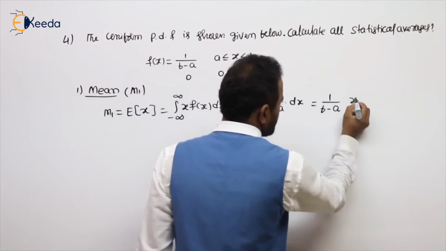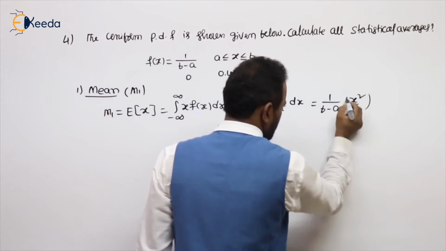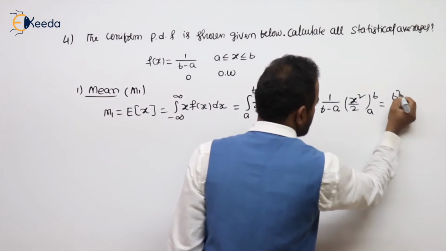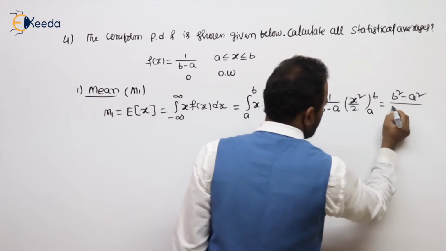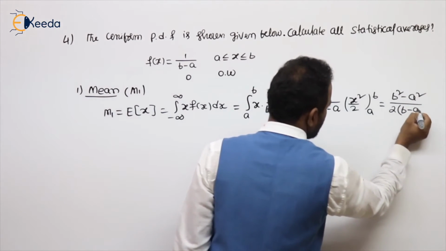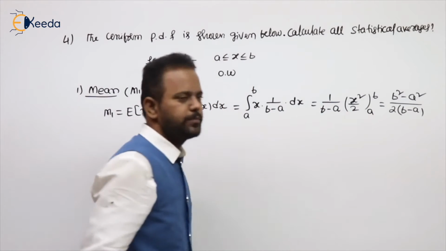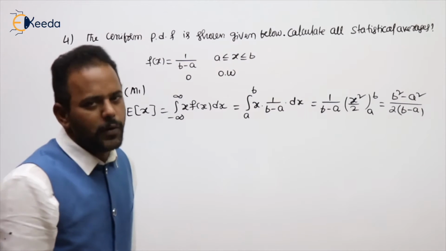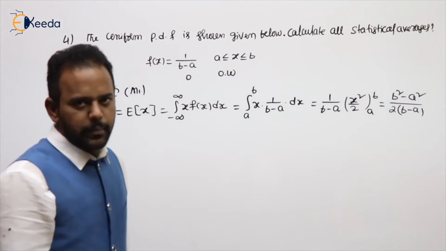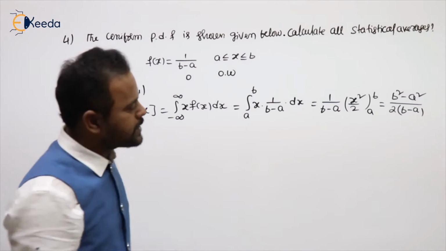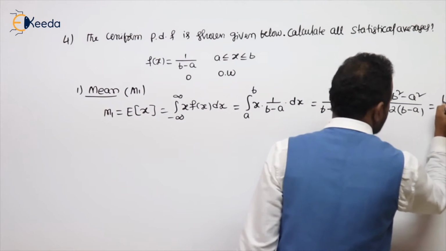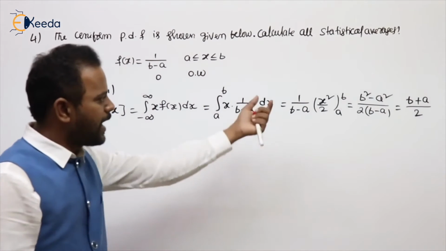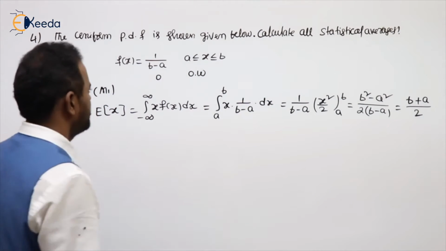Integration of x is x square by 2. Substitute the limits, sir. If you substitute the limits, b square minus a square by 2 into b minus a, because upper limit b, lower limit a. B square minus a square can be written as b minus a into b plus a. B minus a cancelled. Then it is nothing but b plus a by 2. So mean is nothing but, I already told, simply average value.